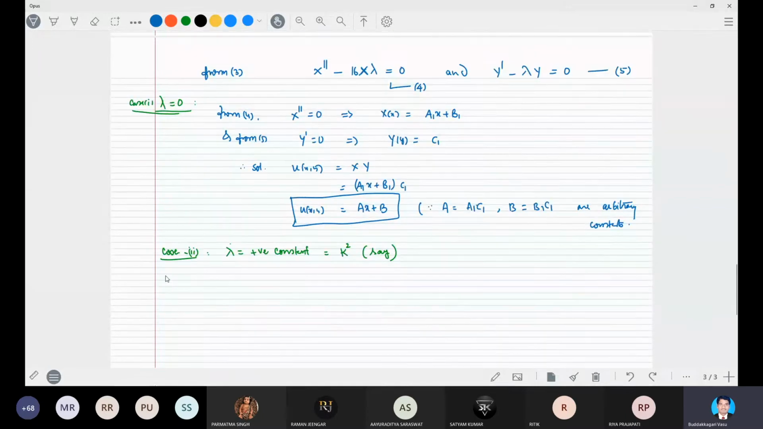In such case, from 4, what is the solution? Which will be X double dash minus 16 k square X is equal to 0. And what is the solution of this one? Can anybody say what is the solution of this?